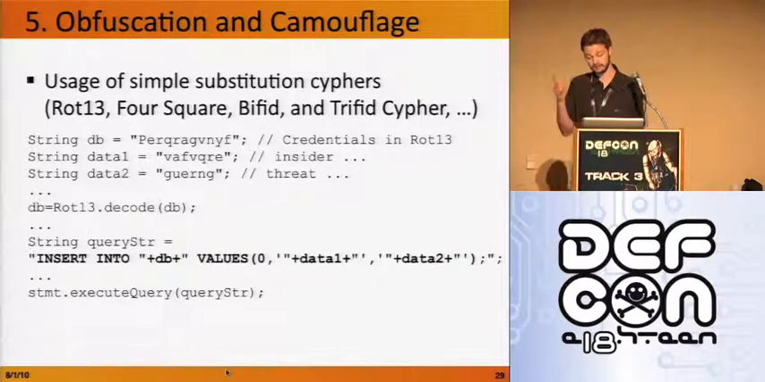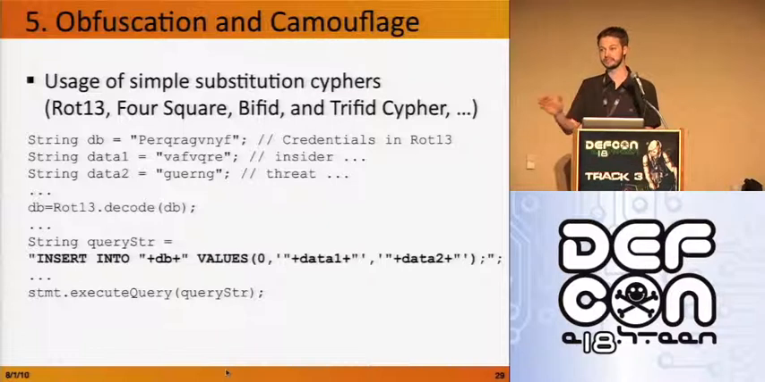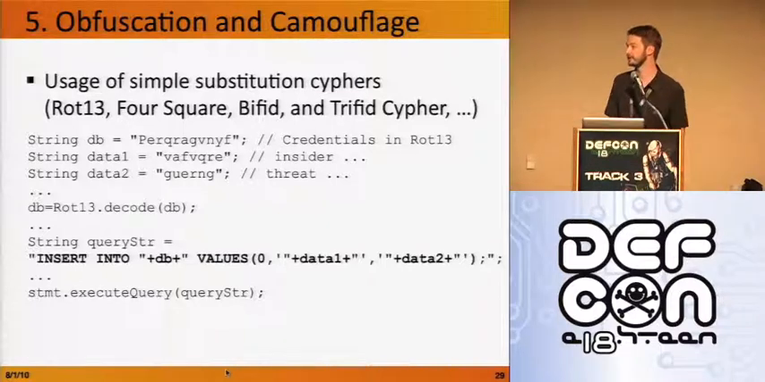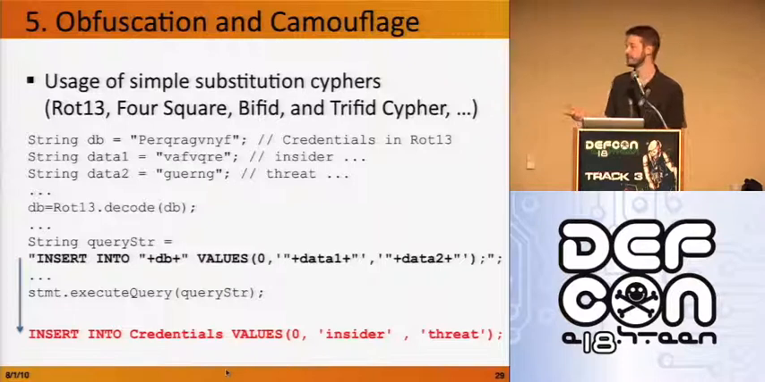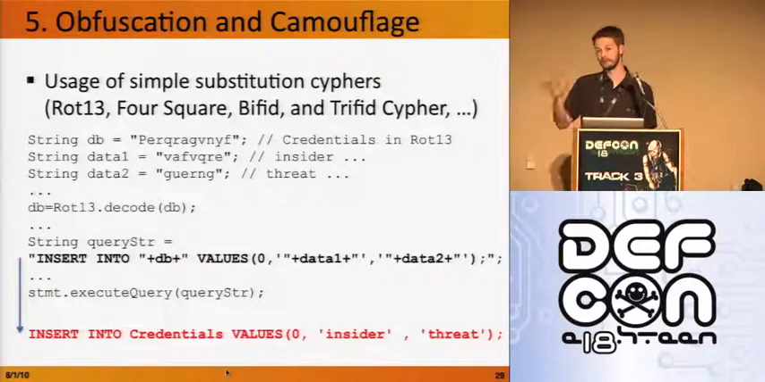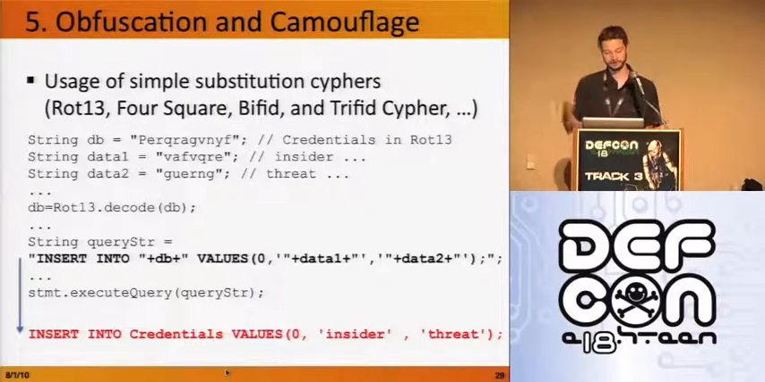ROT13 is really useful because it only requires like 6 lines of code to implement. So if it's not by default in your application, you only need 6 lines of code and you have it over there. So what this was actually doing, it was inserting into the credentials database inside of a thread, but it was a little bit hidden. I've shown that example before where you just insert it in the credentials database. Over here, it's much harder for a manual auditor to track down.